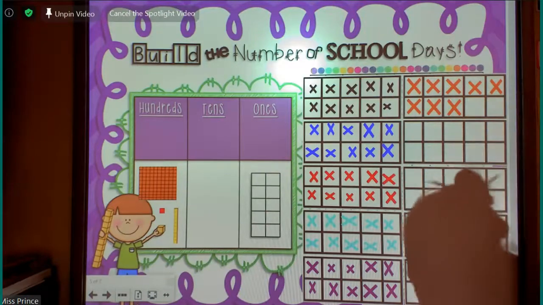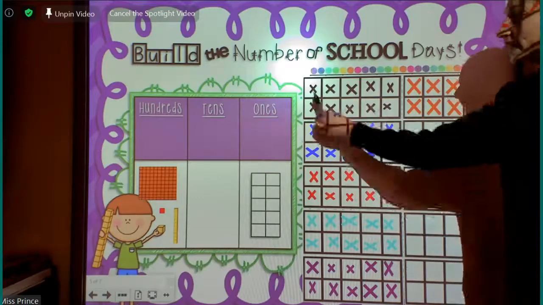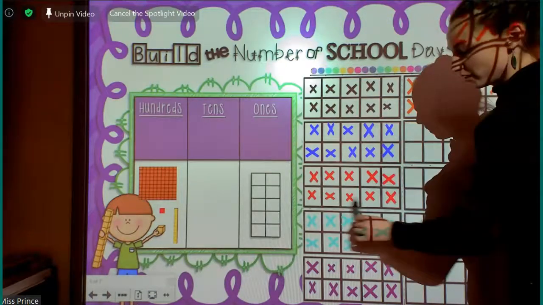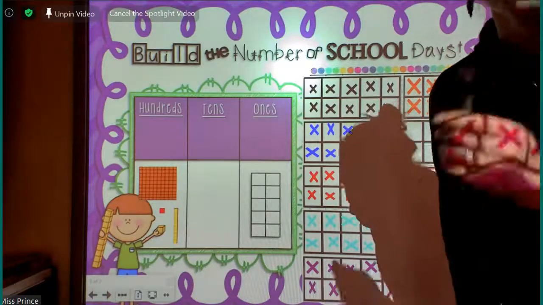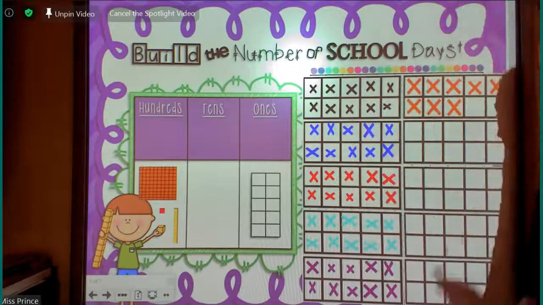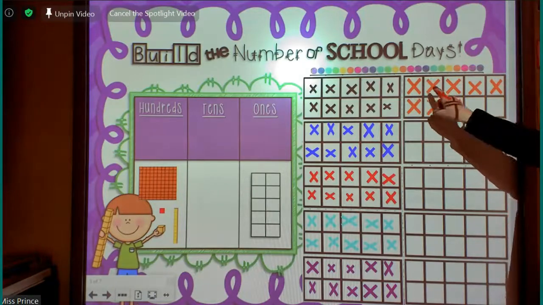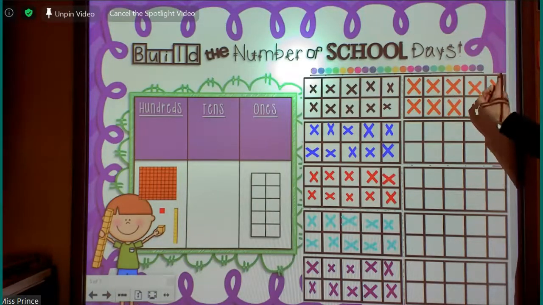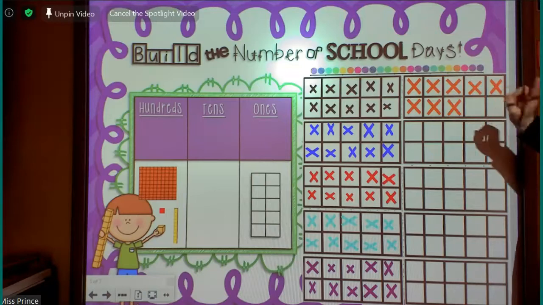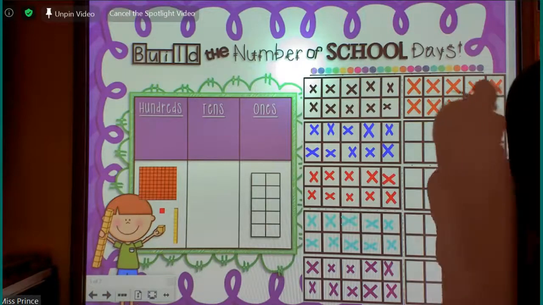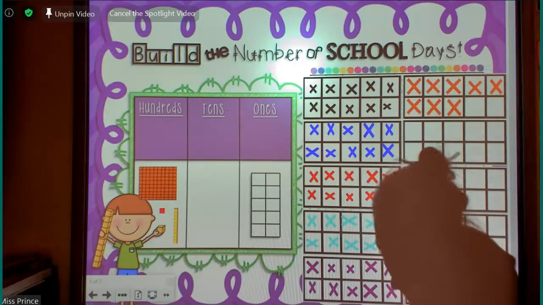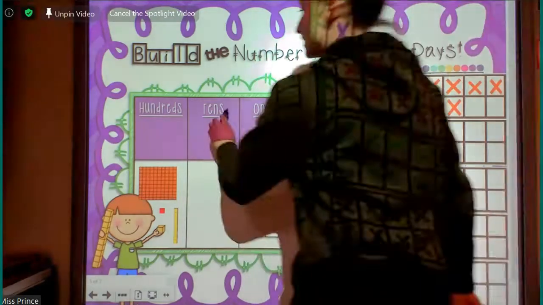So Keela, I'm going to show you, okay? 10, 20, 30, 40, 50. Now I'm going to start with the 50, and I'm going to keep going by ones. 51, 52, 53, 54, 55, 56, 57, 58. So what's my number? 58. 58. What goes in the tens?